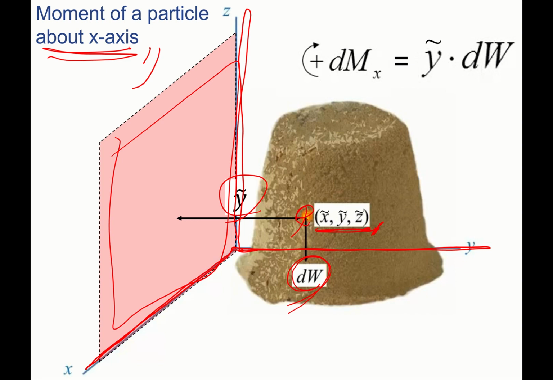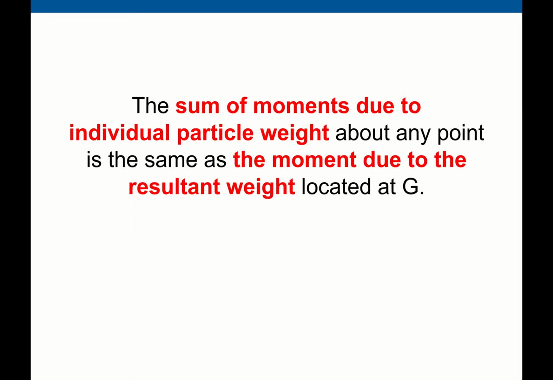I think this is the negative direction about the x-axis, but the direction is not important here. So you can say the differential moment about the x-axis is y tilde times dW.